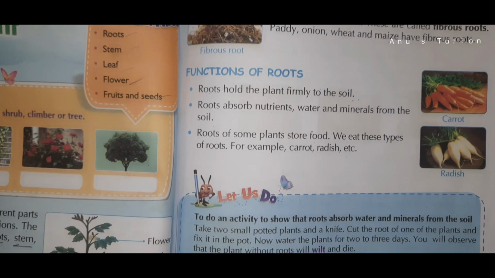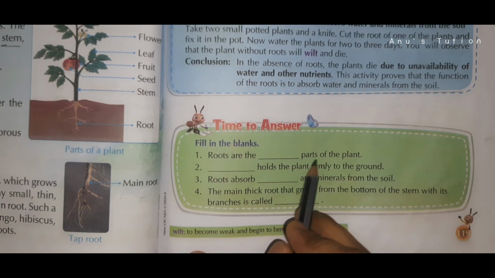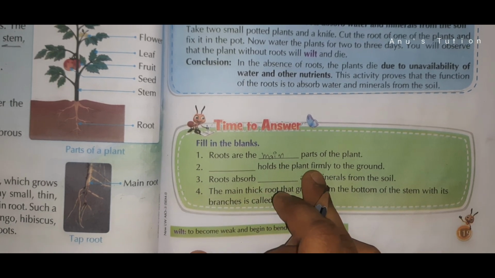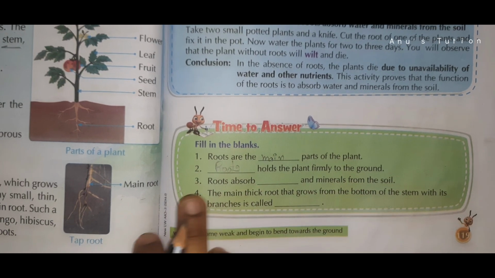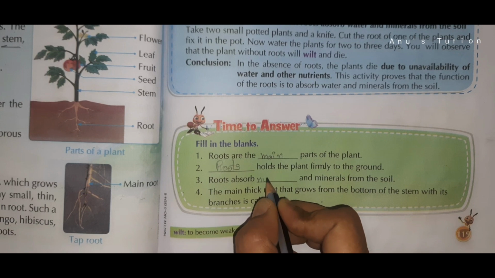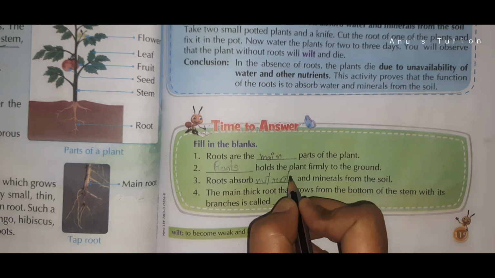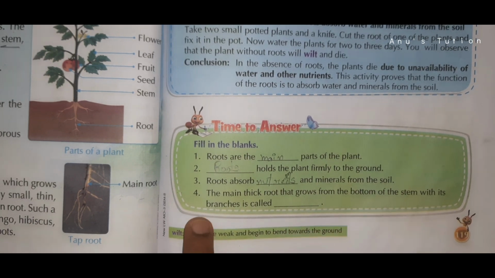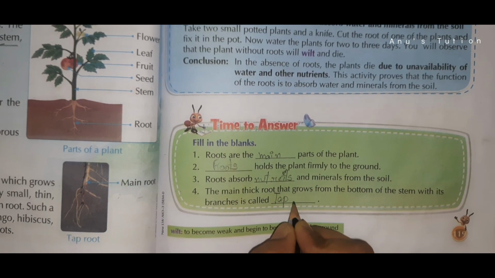Next, here are some fill in the blanks. Roots are the main parts of the plant. Roots hold the plant firmly to the ground. Roots absorb nutrients and minerals from the soil. A few minutes back we discussed that. The main thick root that grows from the bottom of the stem with its branches is called the tap root. Okay, tap root.